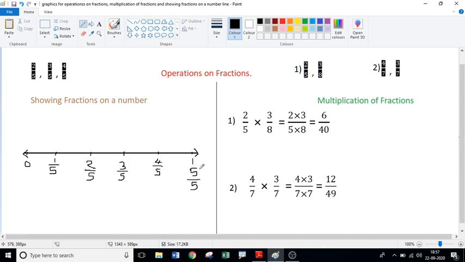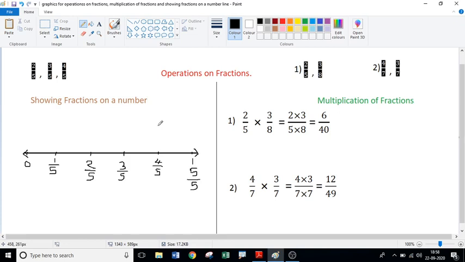When numerator and denominator are both the same, it becomes 1. Not only for 5 upon 5 but also 7 upon 7, 12 upon 12, 19 upon 19, and so on. All fractions, if their numerators and denominators are the same, become 1.